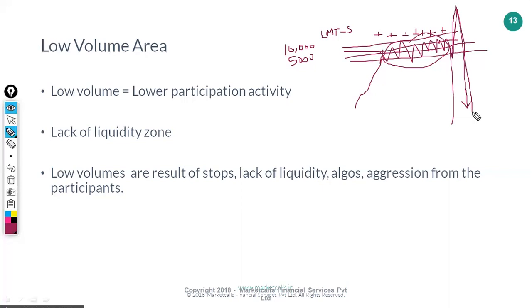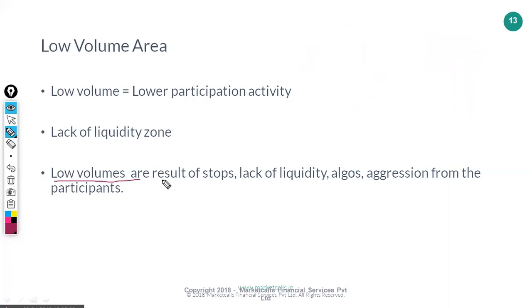And at times you can see low volumes, which are usually a result of stop hunting or a lack of liquidity. You're usually seeing a lot of zeros over there. Or even at times because of algos or aggression from the market participants. These usually result in low volume transactions.